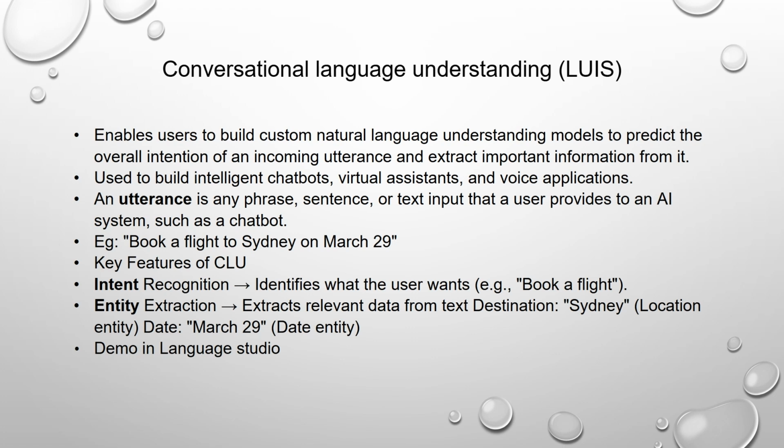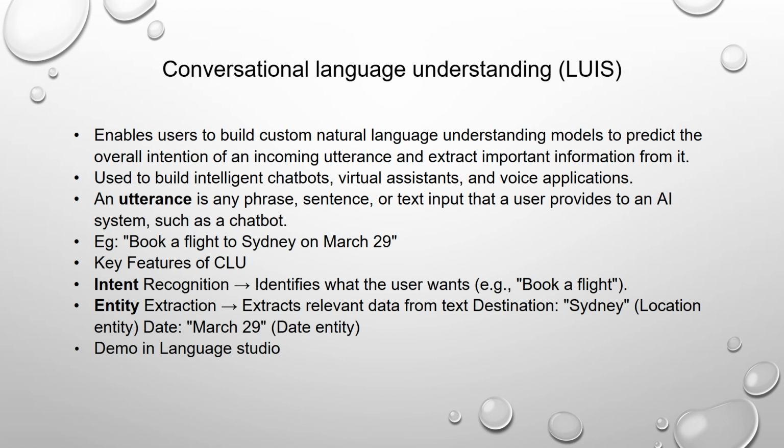Now what the model does is evaluate these user inputs or utterances and extract the intent and entity from these inputs. What is intent? Intent is the action term in the utterance. For example, in book a flight to Sydney, the intent is book a flight. That is the action term present in the utterance.